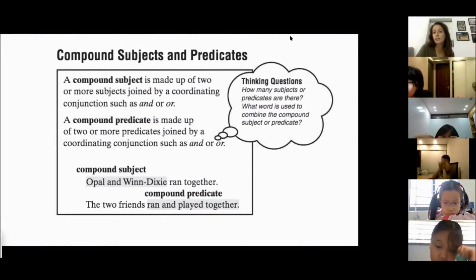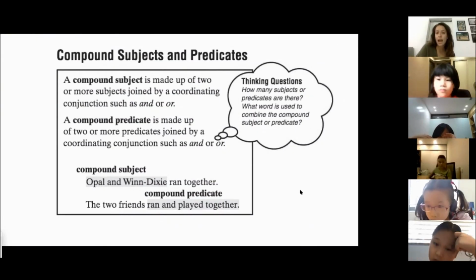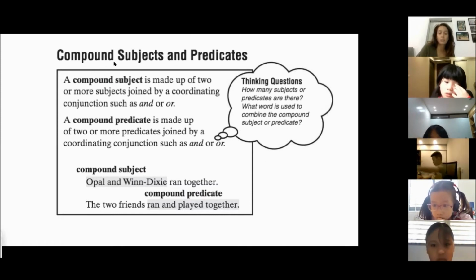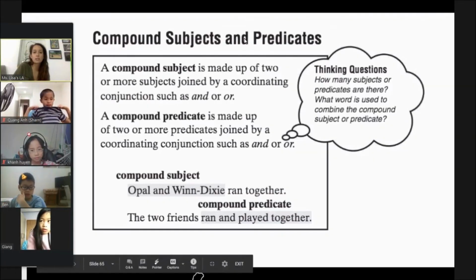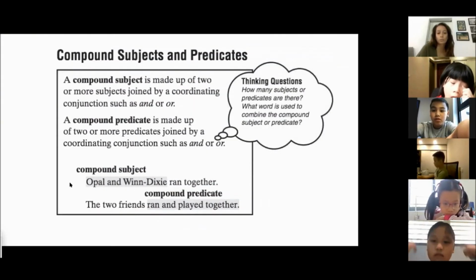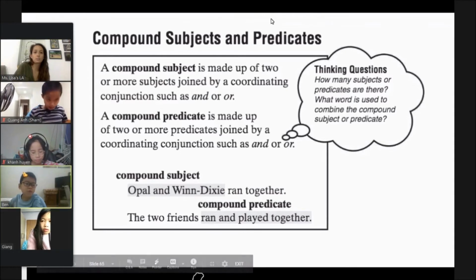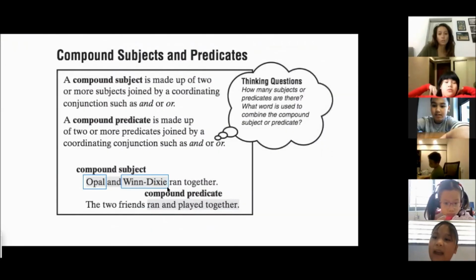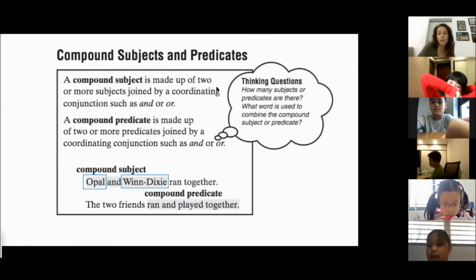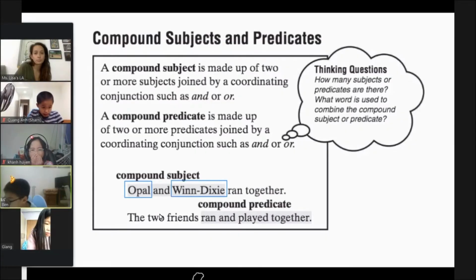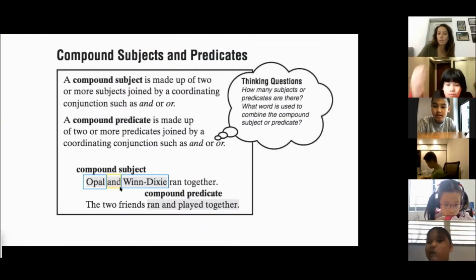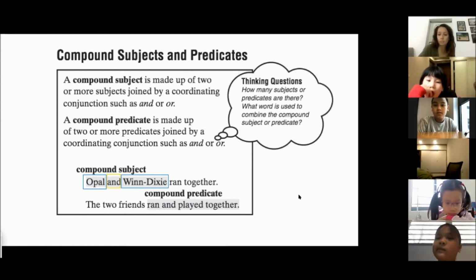In the subject of this sentence, how many people or animals are there? What is the compound subject in this sentence? 2. What are the 2? Opal and Winn-Dixie. And do we have a coordinating conjunction? And, right? So our subject is made up of 2 subjects. Good job.